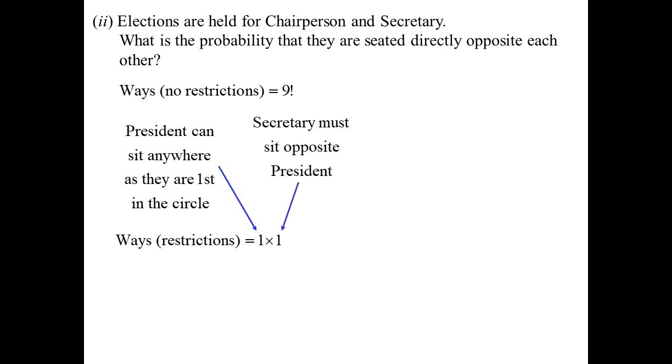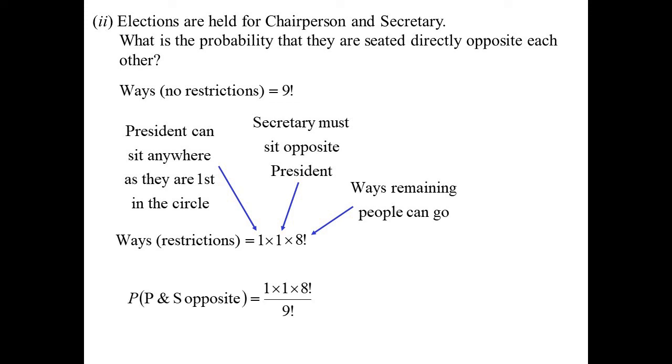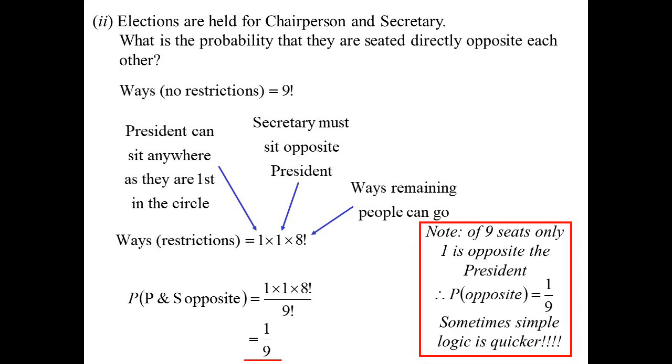But now the secretary has to sit opposite them, so they only have one choice. We will now arrange the other 8 people. Yes, it's in a circle, but because there's already 2 people sitting in the circle, the positions are defined, so we treat it like a line. 8 factorial. So our probability will be 1 times 1 times 8 factorial over 9 factorial, which simplifies down to be 1/9. Of course, we could have done that by logic. President sits down, what's the chance that the secretary sits directly opposite? Well, there's 9 chairs, only one of them is directly opposite, so there's a 1 in 9 chance. So as I say, sometimes just using logic is quicker.